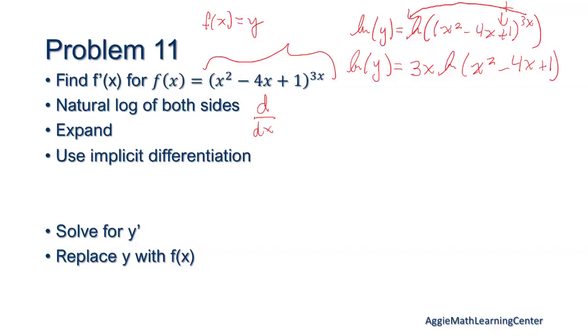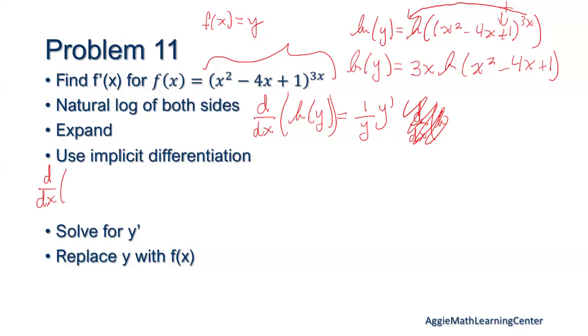So d/dx of ln y equals, derivative of natural log is what? One over x. Yeah, so 1 over y. And then derivative of y is just y prime. Cool. And then we're going to have the derivative of the natural log. It's going to be non-different, we'll do it over here. d/dx of 3x ln of x squared minus 4x plus 1.